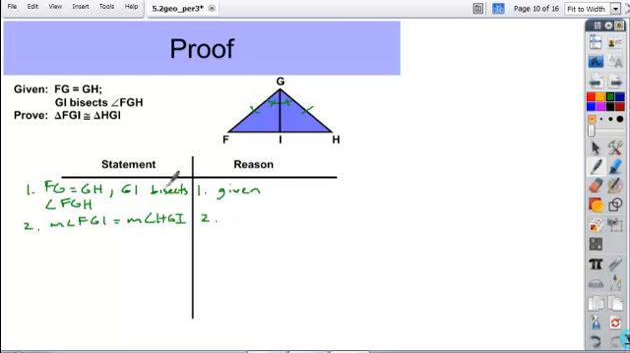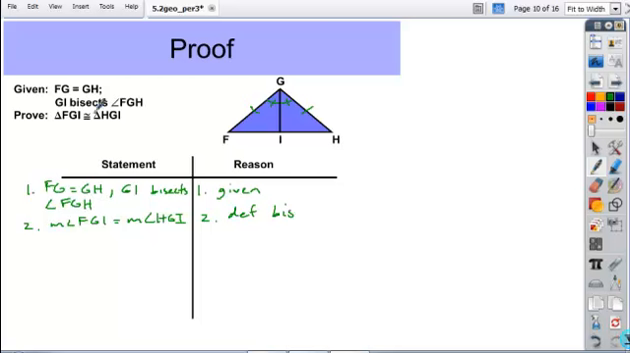And that's based on what? Definition of bisector. Good. It tells me that they bisect, so based on that definition, I can make the statement that those angles then must be equal to each other.